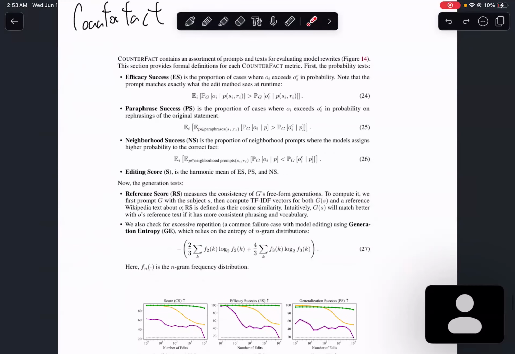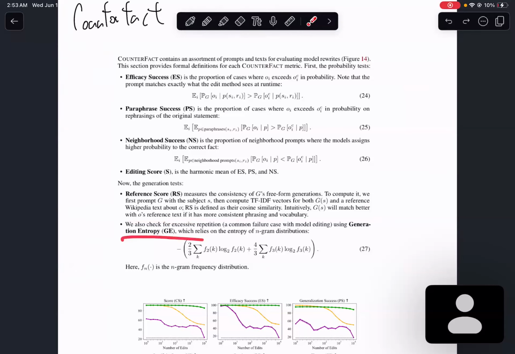But they also have the reference score. What does the reference score do? It measures the consistency of G, a free-form generation. To compute it, they first generate the prompt G with the subject S, and then they compute the TF-IDF factors and reference Wikipedia text about O. The score is defined as a cosine similarity. Intuitively, GS will match better with O's reference text if it has more consistency, phrasing, and vocabulary.